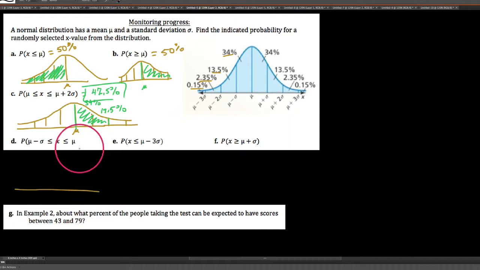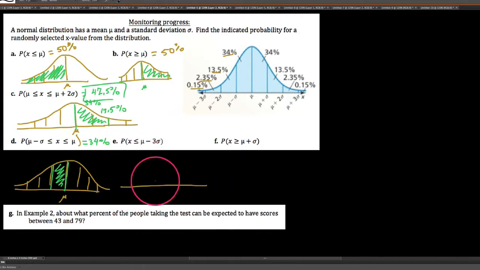For these last 3, I forgot a parenthesis here, we'll sketch these in. Here's our average, 3 standard deviations above and 3 below the mean. This one asks how likely it is that our x value is between 1 standard deviation below the mean, which would be right here, and the mean itself. Looking at this section, we should have obtained 34%.